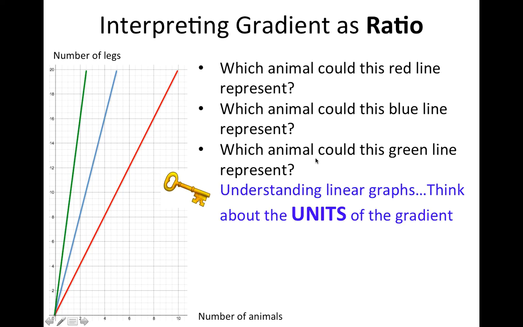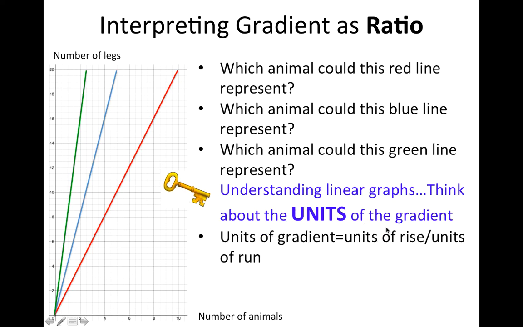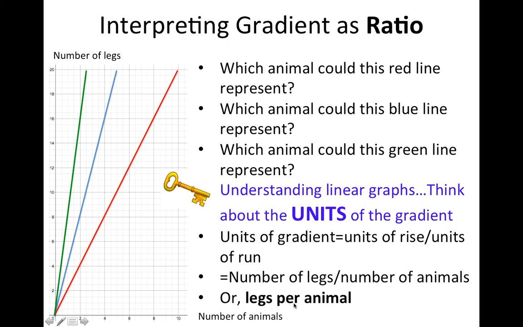Now for a key. When trying to understand linear graphs, think about the units of the gradient. What do I mean by that? Well, I mean units of gradient is units of rise over units of run. The rise is always the y-axis, rising up. So in this case, we've got legs, and the run is always the x-axis, going across. So in this case, our units of rise over run gives us our number of legs divided by our number of animals, which we can think of as this line as per, so legs per animal.